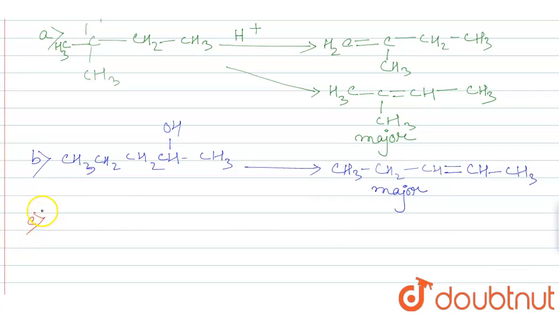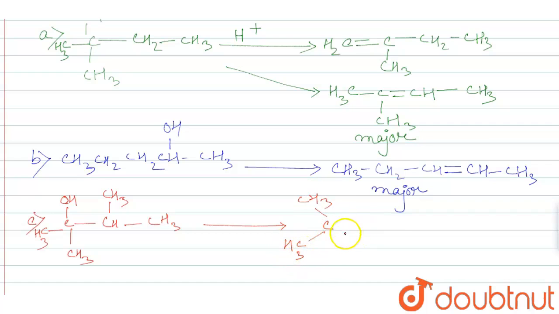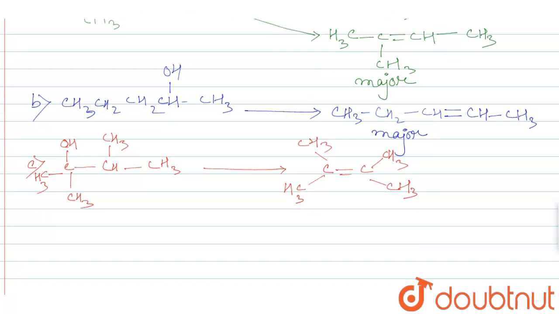Similar way, if we check C, it will be carbon C OH CH3 CH3 CH CH3 CH3. Here the major product will be carbon CH3 CH3, double bond CH3 CH3. This is the major product.